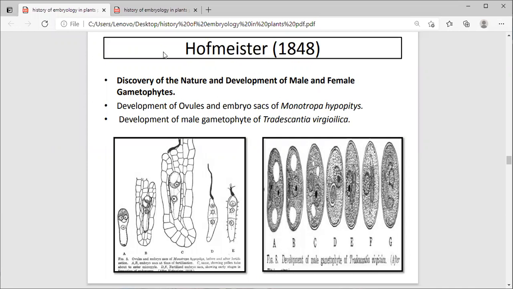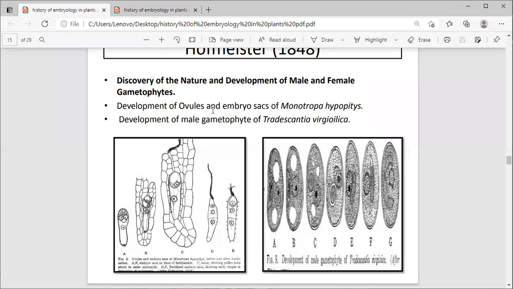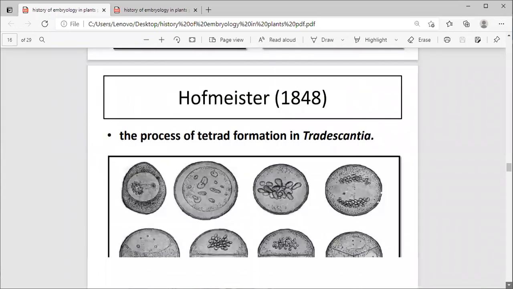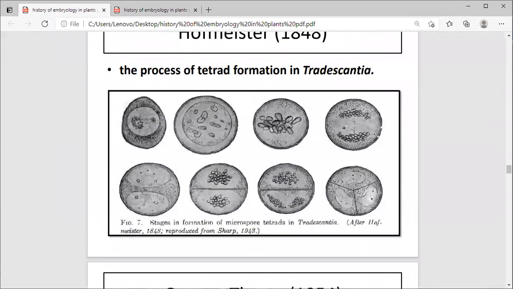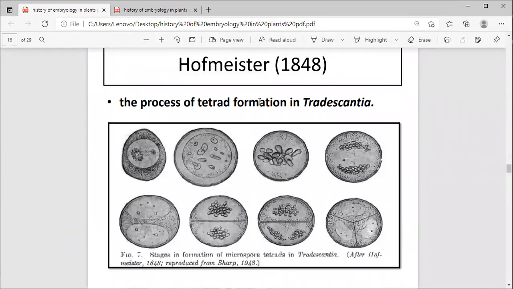So this is the first time scientists tried to prove some kind of discovery of the nature and development of male and female gametophyte. So this is the history. Again here, these scientists contributed much to embryo as well as tissue culture.